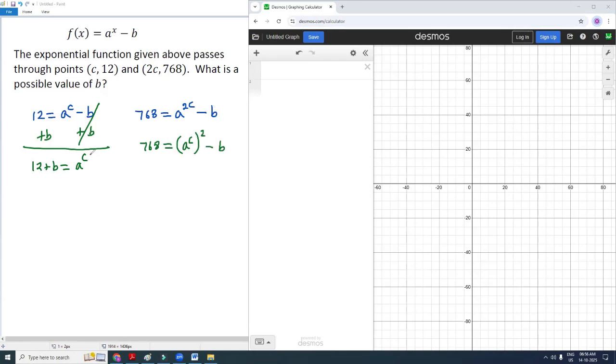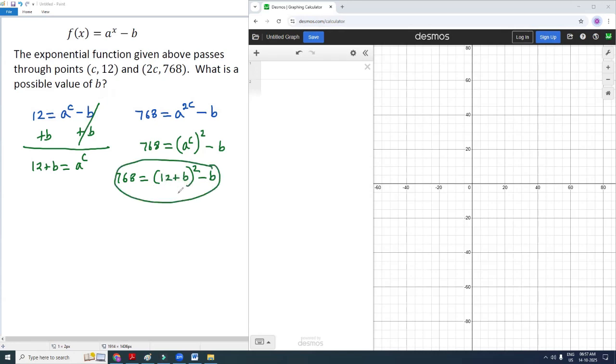Here we have solved for a to the power of c, that is a to the power of c equals 12 plus b. Let's plug this in for a to the power of c. Then we get 768 equals (12 plus b) the whole squared, negative b. In this equation we have to solve for b, that is, find a possible value for b. We can use Desmos to solve for b in this equation.